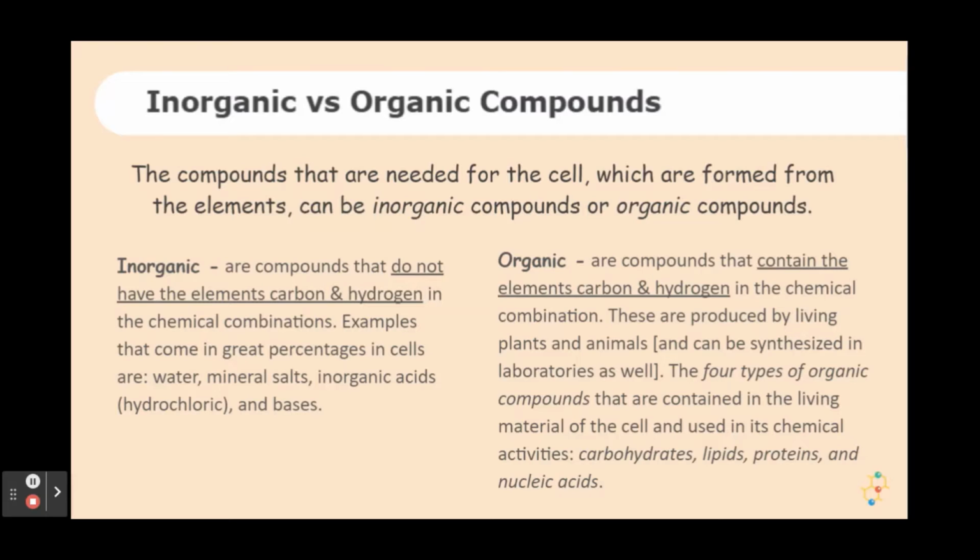And then we have organic compounds. The main stuff is underlined if you couldn't tell the differences. These are compounds that contain the elements carbon and hydrogen. So inorganic compounds do not contain carbon and hydrogen, while organic compounds do. These are produced by plants and animals and also can be synthesized, put together, in laboratories as well. The four types of organic compounds, which we will talk about today, are the macromolecules of the cell, and they're called carbohydrates, lipids, proteins, and nucleic acids.